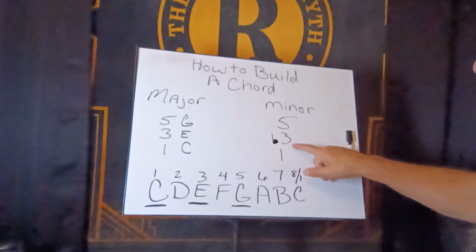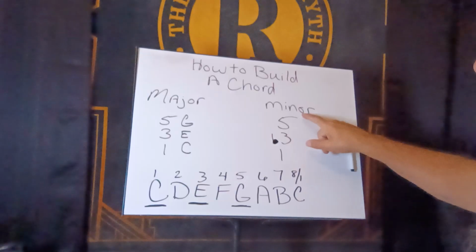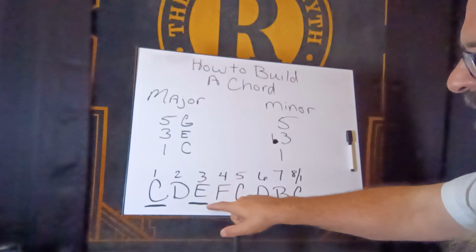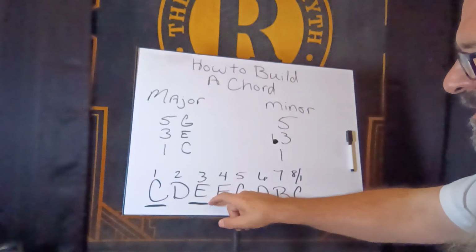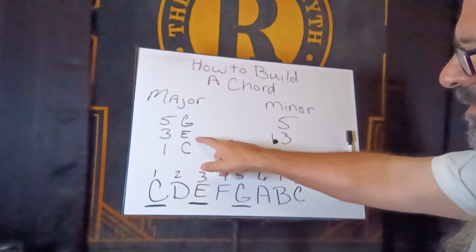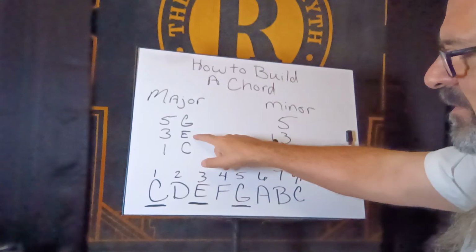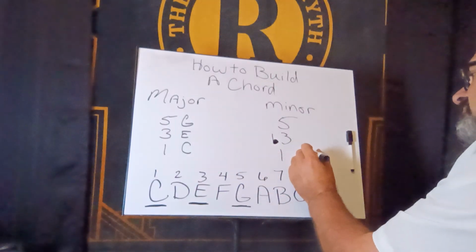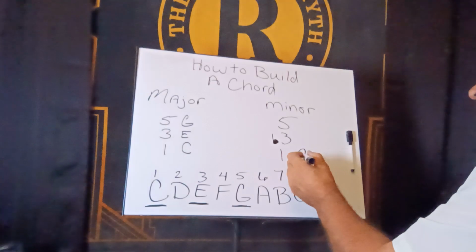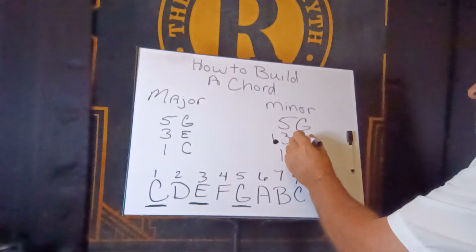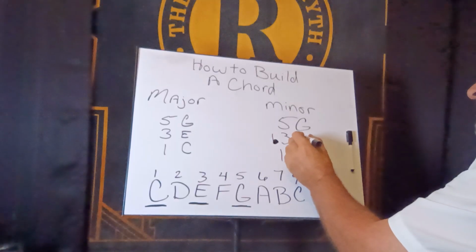So over here we have a flat 3 for minor. And what that means is that the third note will get flattened. So in music we have flats and sharps. If we flatten the 3, this becomes an E flat. So we have our root, which is the C, the fifth, which is our G, and we do an E flat.